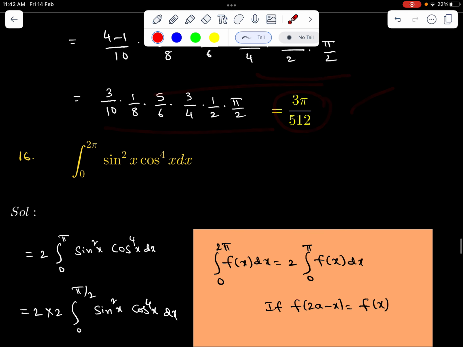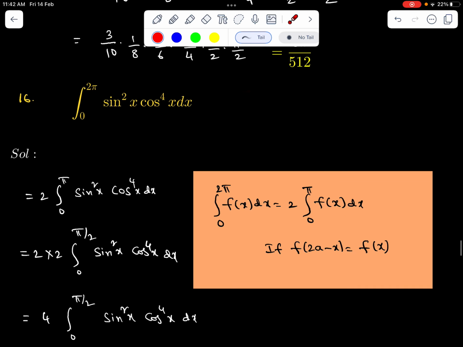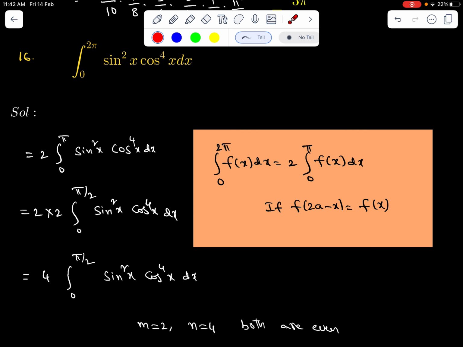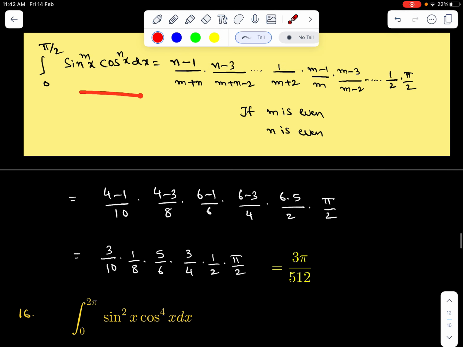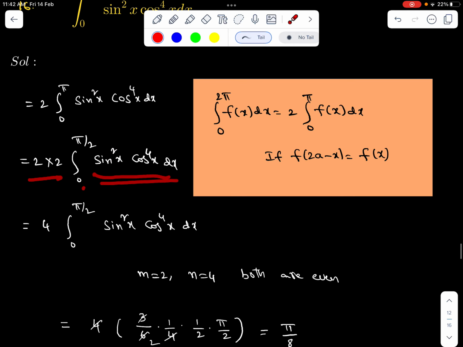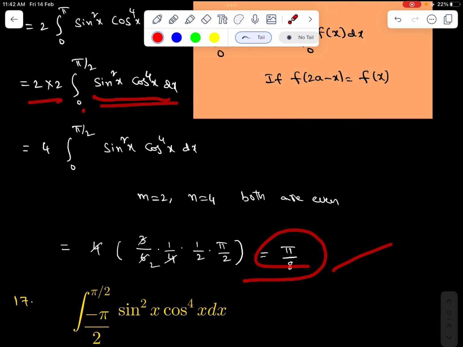Okay. Next, integral 0 to 2 pi sin square x cos power 4x dx. You can observe integral 0 to 2 pi f of x dx is equal to 2 into integral 0 to pi f of x dx, if the value f of 2a minus x is equal to f of x. Okay, it is an even function. Therefore, 2 into 2, 4, 0 to pi by 2 sin square x cos power 4x. These both are even. Then you can use this formula. Last value 1 by 2 pi by 2. Therefore, answer pi by 8.